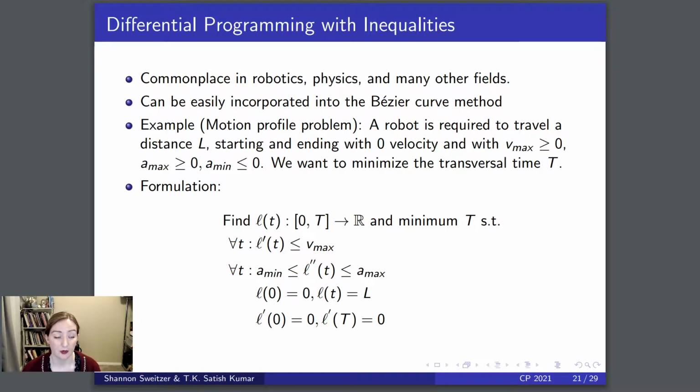Consider the following motion profile problem, where a robot is required to travel a distance L, starting and ending with 0 velocity. It has a non-negative maximum velocity, non-negative maximum acceleration, and a non-positive minimum acceleration. These constraints on velocity and acceleration all involve inequalities with derivatives of the motion profile L. The goal of the problem is to find the motion profile L and minimum capital T such that the robot travels the required distance and meets all of the requirements of the constraints.